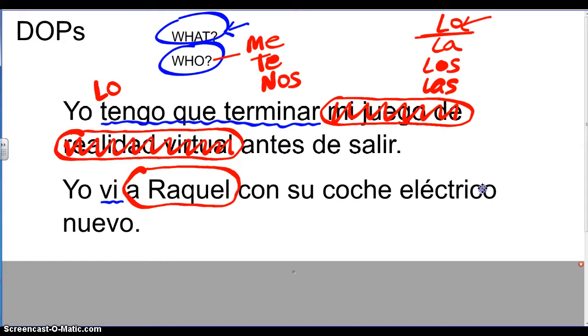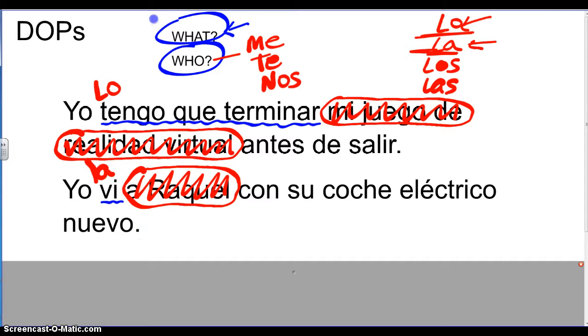You can't just find whatever noun is in the sentence. You can't say, oh, it's su coche because that's the noun. Not at all. It's the answer to the question, what or who did I see? And the answer to that is Raquel. I'm going to replace that with, because she is a girl and there's only one of her, la. And so I'm going to put that right before the verb, and my new sentence will be yo la vi con su coche eléctrico nuevo.